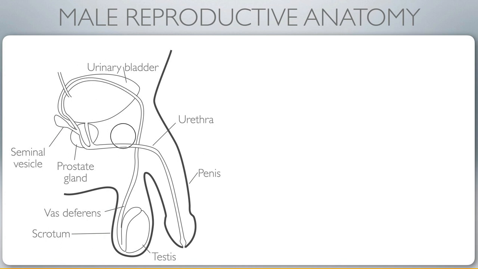So urine travels through the urethra just like the seminal fluid does, but the urinary bladder is closed off during sexual arousal so that we don't have a mixture of urine with seminal fluid. Now, most of the seminal fluid is actually not semen itself, but rather the fluids that are secreted by the seminal vesicle and the prostate gland.